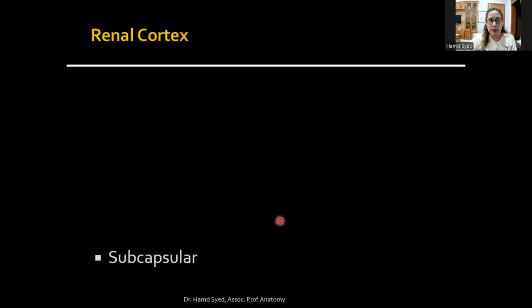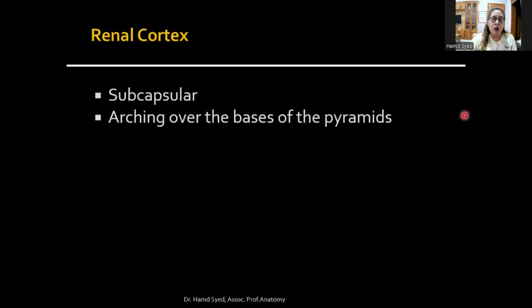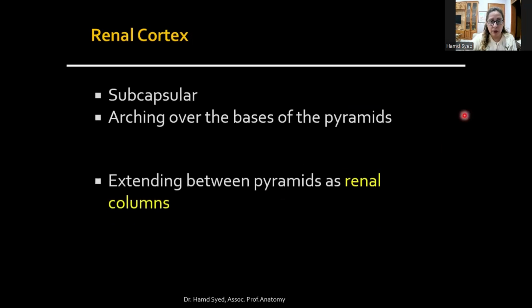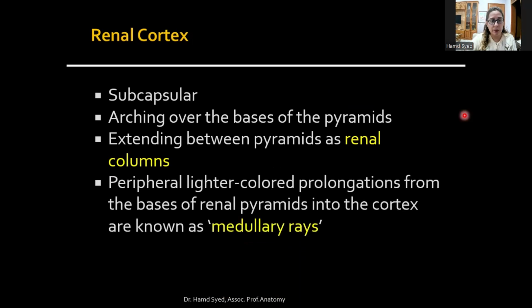Now, the renal cortex is the outer part which is beneath the capsule, and it is the part which is arching over the bases of the pyramids. And extending between the pyramids are the parts which are known as renal columns. The peripheral lighter colored prolongations from the bases of renal pyramids into the cortex are known as medullary rays.